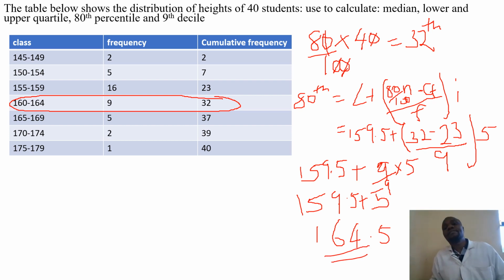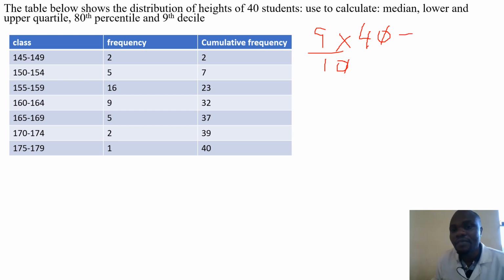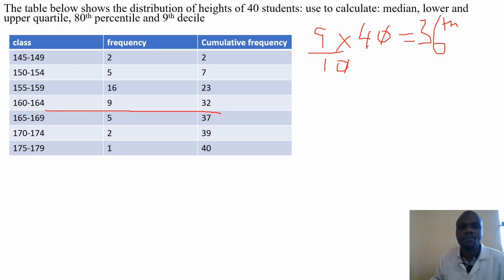So now the next thing is to get the decile. And you know, the decile divides the data into 10 equal parts. So the 9th decile will be 9 out of 10 multiplied by 40. And this one will give me the student who is at the 36th position. So where does that 36 lie in between? It lies in between this class.